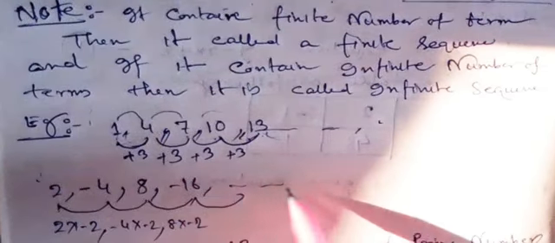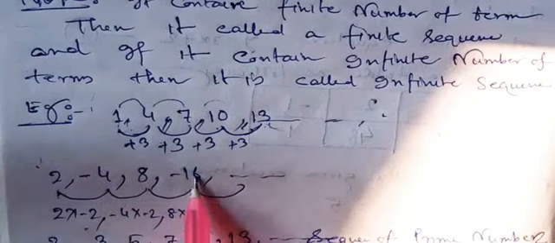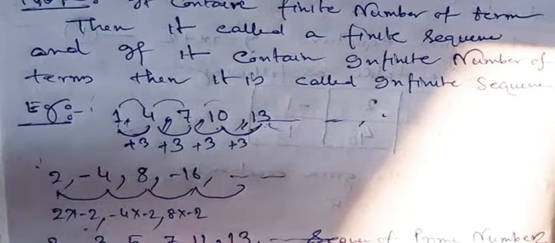Next, we can take another example: 2, minus 4, 8, minus 16, dot dot dot. Now there should also be a relation between these terms. What is the relation? 2 into minus 2, we get minus 4. Next, 4 into minus 2, we get 8. Next, 8 into minus 2, we get minus 16, and so on.